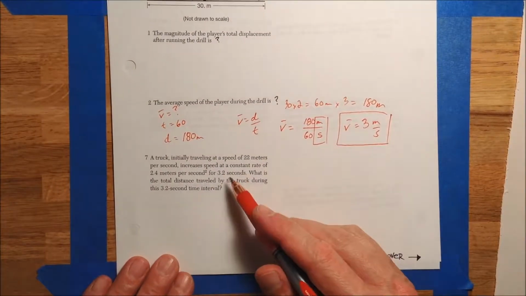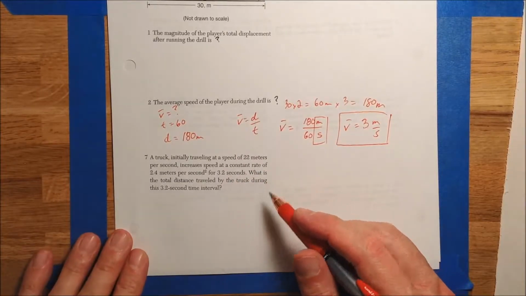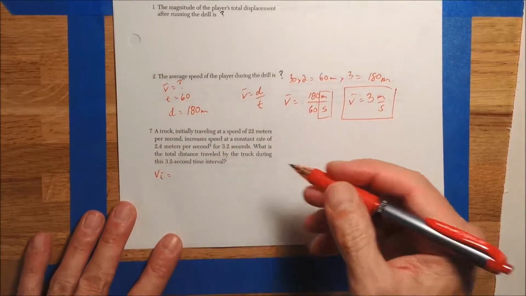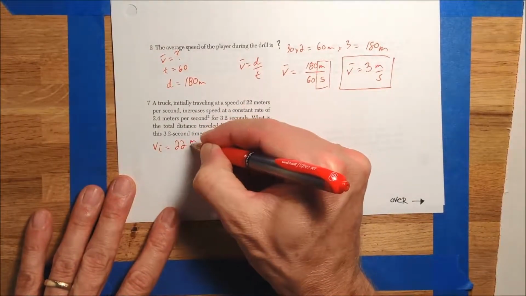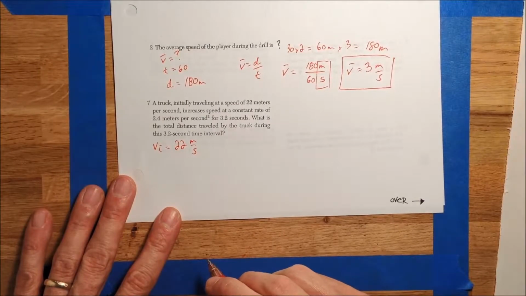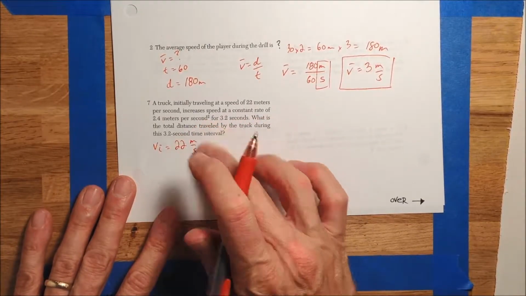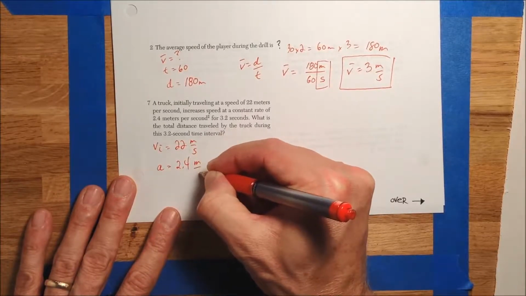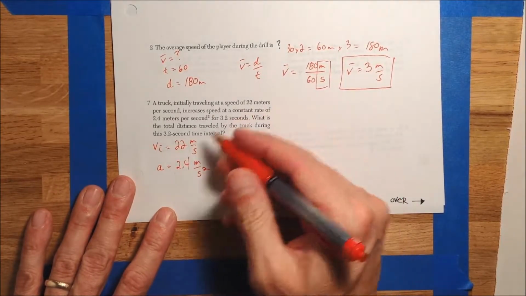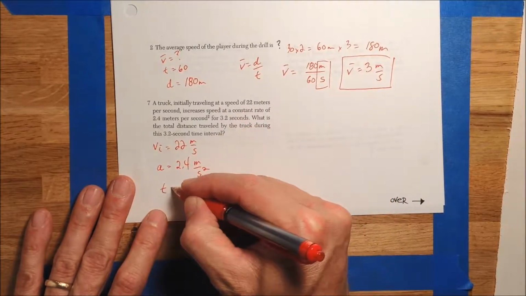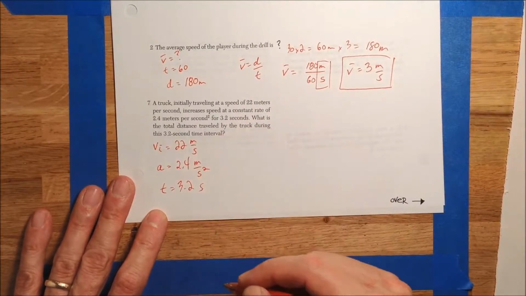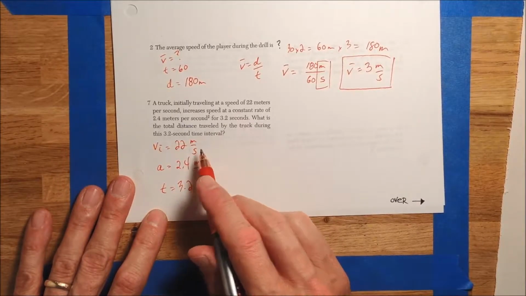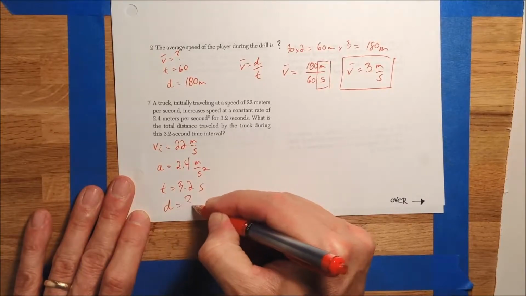Okay. 7. A truck initially traveling at a speed of 22 meters per second increases speed. Okay, so let's write stuff down. Vi is 22 meters per second. Increases speed at a constant rate. What's that? That's our acceleration, 2.4 meters per second squared. Time is 3.2 seconds. What is the total distance traveled by the truck during this time? Okay, so we're looking for d. d is our question mark.